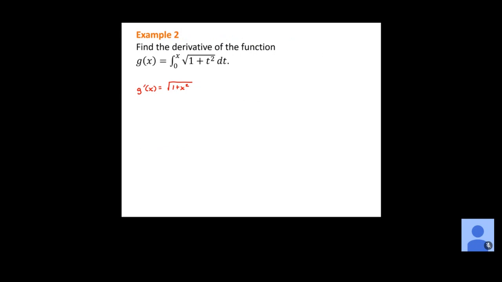So again, any integral, and it doesn't matter what the lower limit is, right? In this case, it's 0. It could be any real number. From some number to x of a function in terms of t, if we take the derivative of that function now, we're just going to substitute that upper limit x into our function, and we're done. Any questions there?